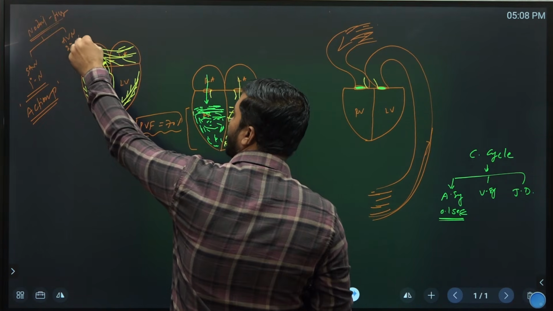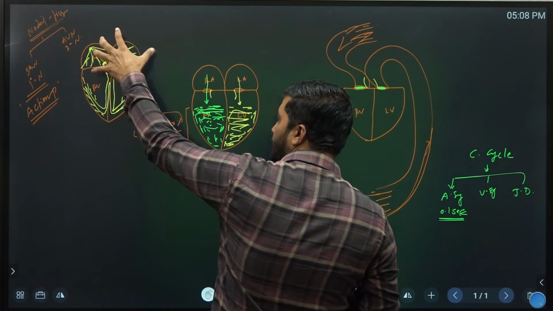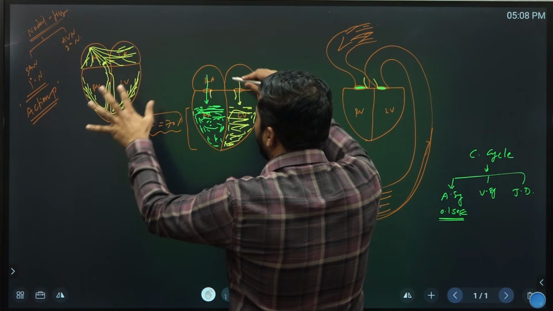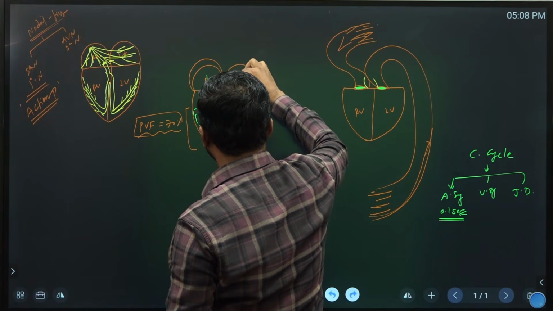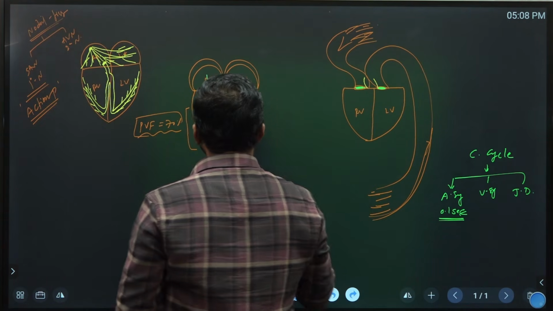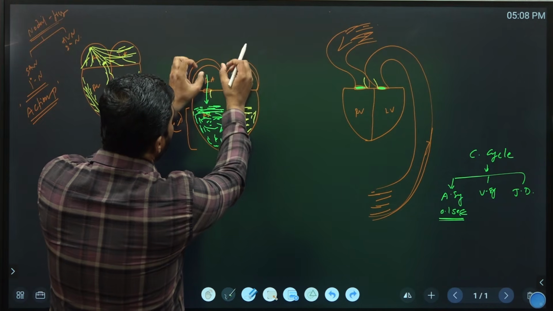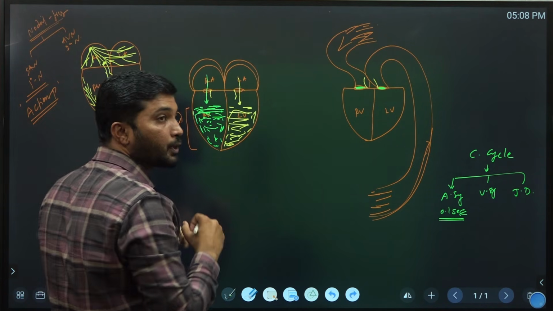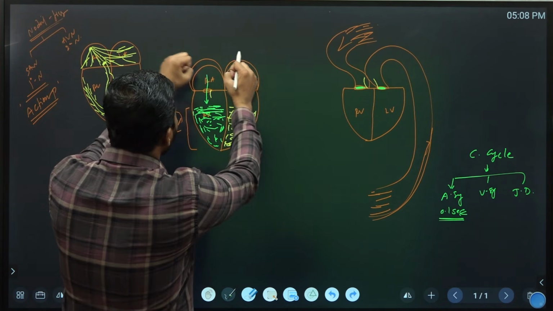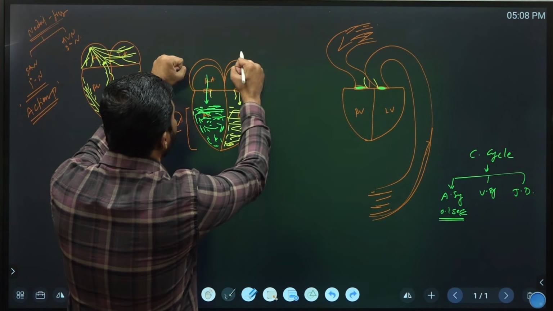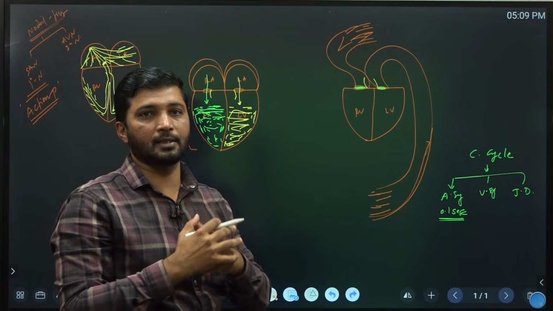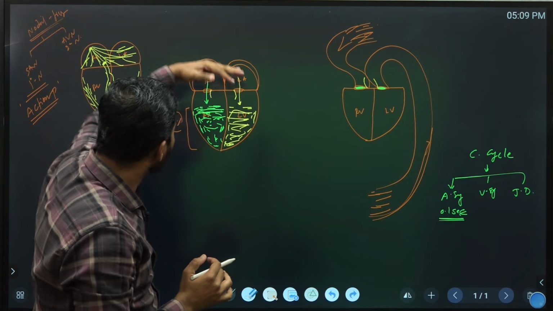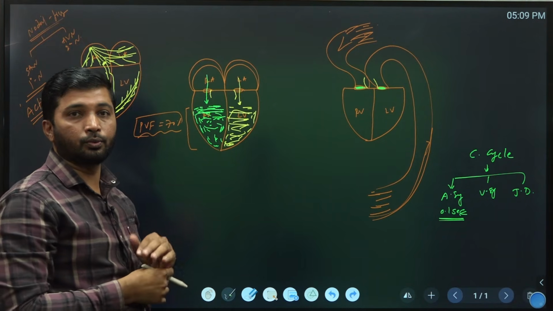What happened? When the action potential spreads to the auricle musculature, right? This is the auricle musculature. When the auricle muscles receive the action potential, both the auricle muscles become excited and contract simultaneously. So that is the auricle systole.